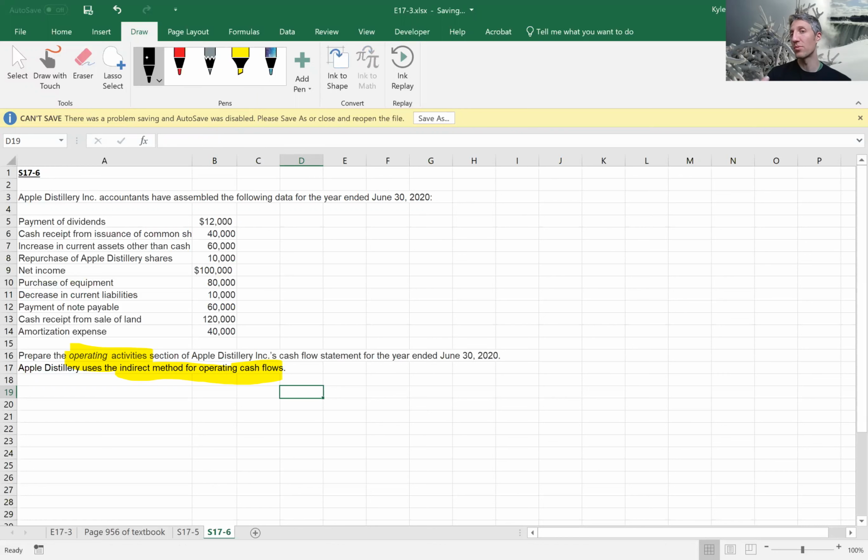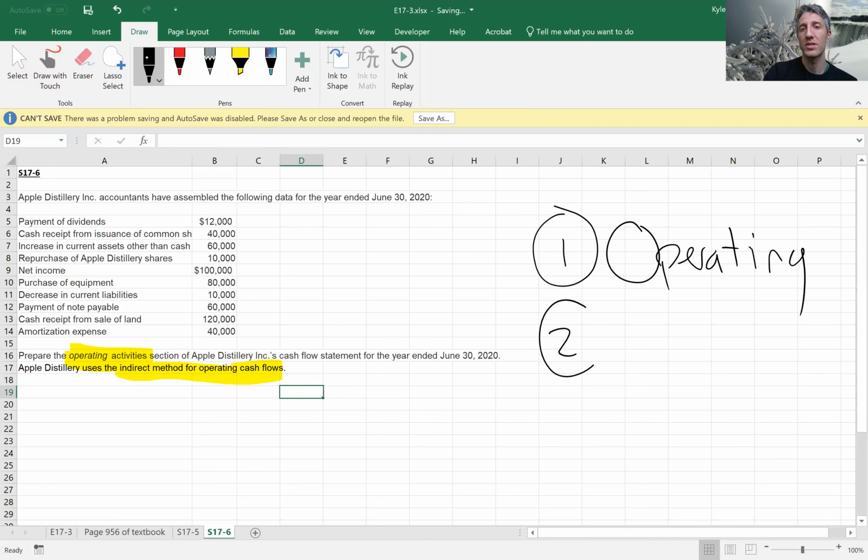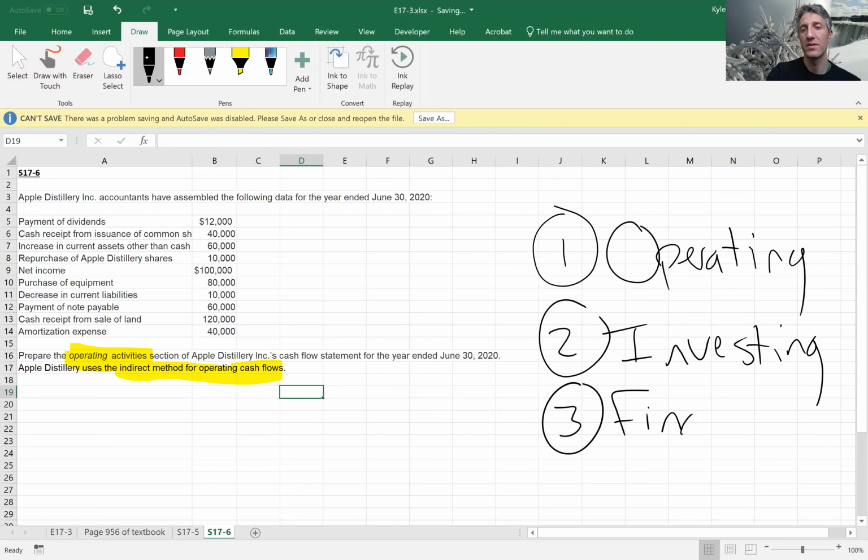So we should know that the cash flow statement is divided into three sections. The first section is operating activities. The second section is investing. And the third section is financing. So with this statement, all we really need to do is prepare the operating activities section. So we're doing a partial cash flow statement. We're only doing the first section.